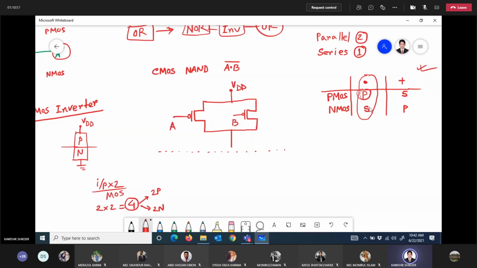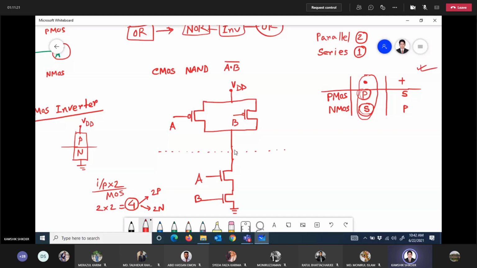Now for NMOSFET, the configuration should be in series. So this is one NMOSFET, another NMOSFET which is connected to ground. So input A, input B, and this is the common output terminal.